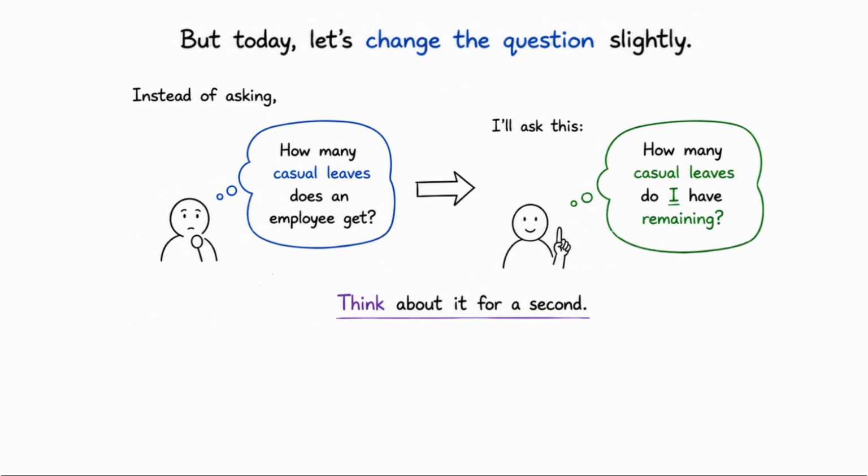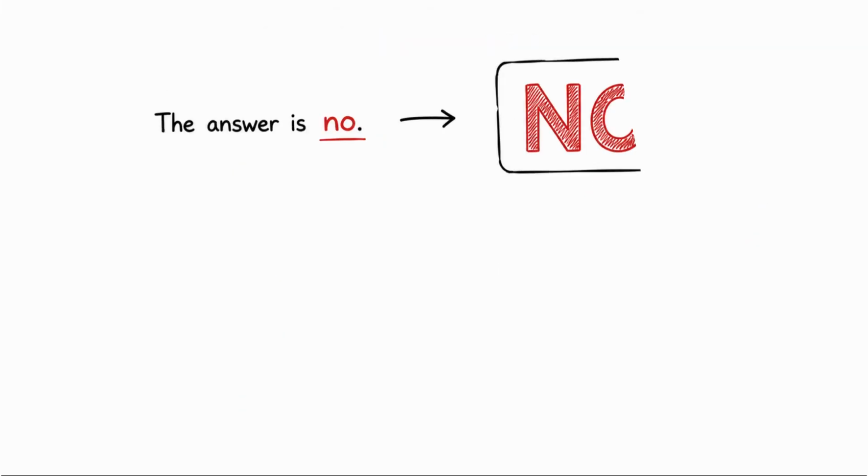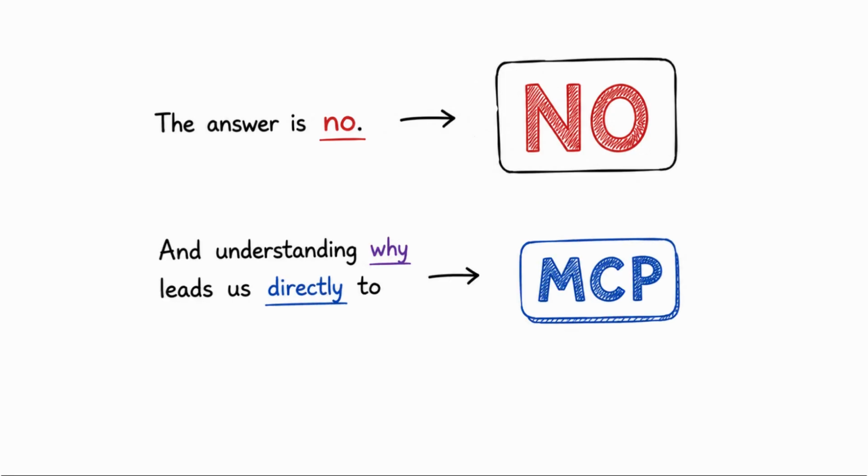But today, let's change the question slightly. Instead of asking how many casual leaves does an employee get, I'll ask this: how many casual leaves do I have remaining? Think about it for a second. Can RAG answer this question? The answer is no. And understanding why leads us directly to MCP.